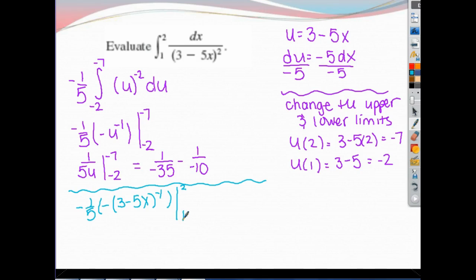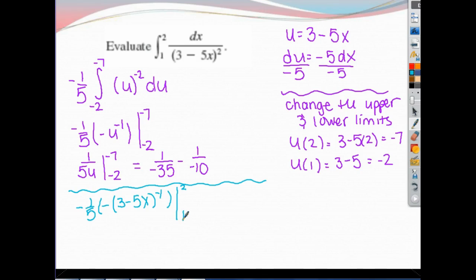Because what you're doing is simplifying this process of plugging in to the 3 minus 5 times 2. So by changing your limits, you're not giving yourself the opportunity to forget to plug back in the right limits or to plug back in x. A lot of times what people do is they'll leave it from 2 to 1, and they'll plug the 2 and the 1 into u instead of turning it back to the x function.